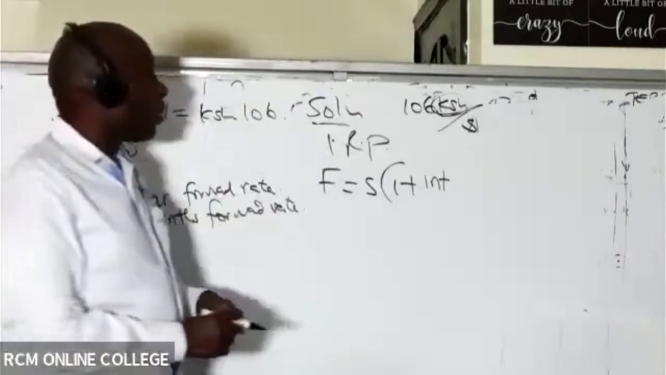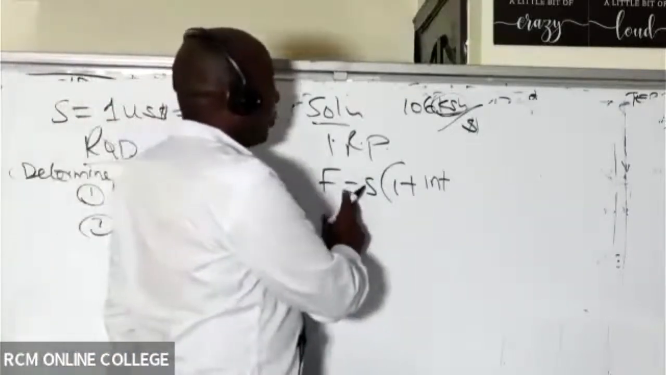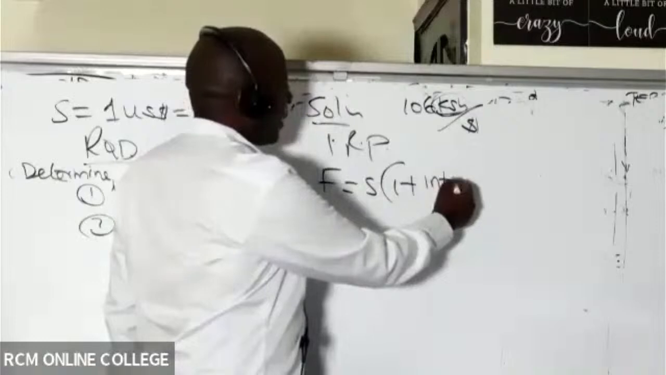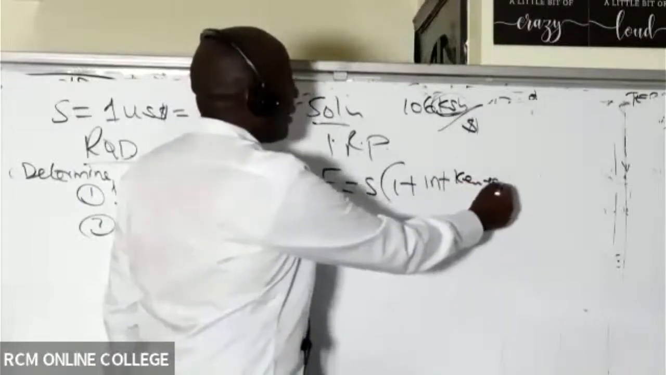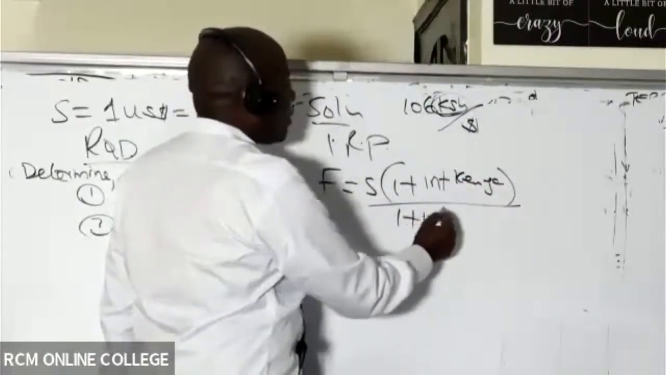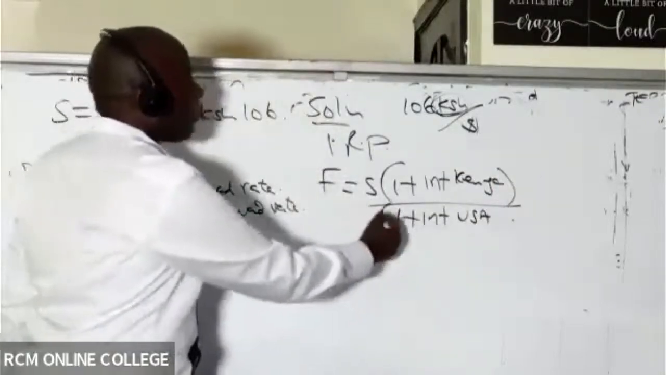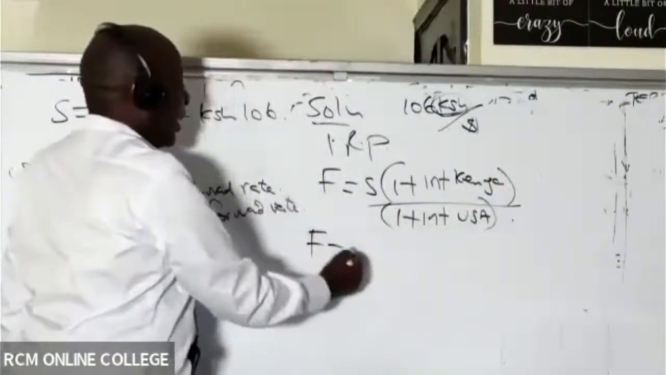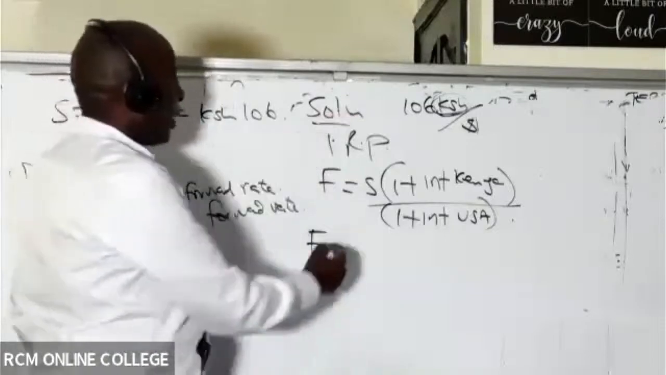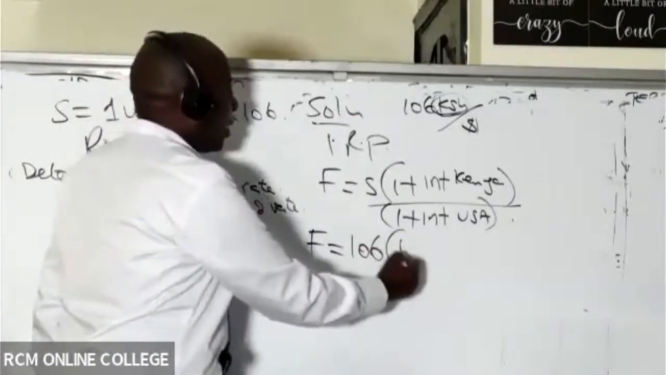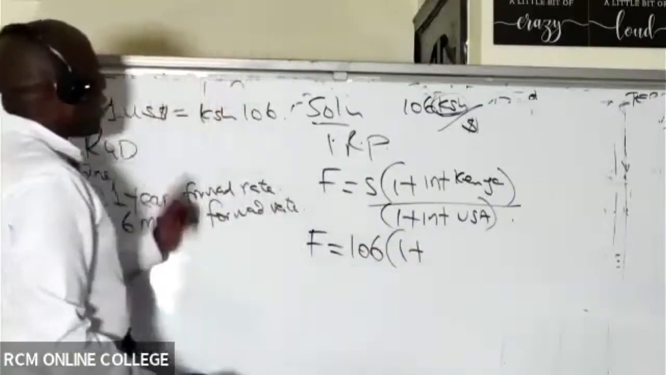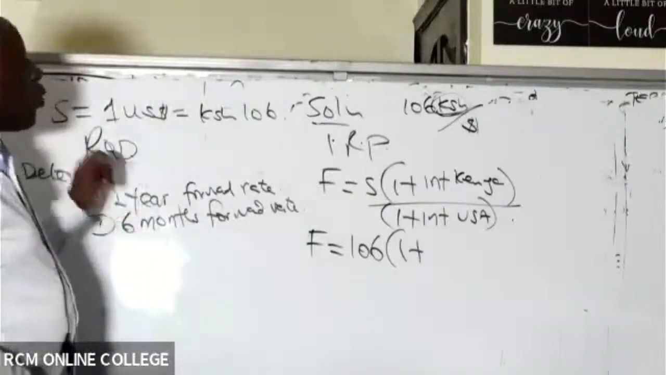So in this case we shall write like this. Forward will be equal to S into 1 plus interest Kenya all over 1 plus interest USA. And then, ladies and gentlemen, my F will be equal to the spot, which has been given. The spot is 106 into 1 plus interest rate in Kenya. That one was given to us.